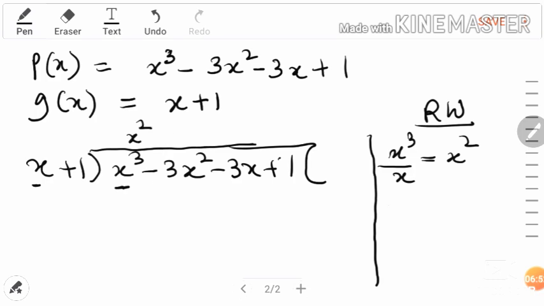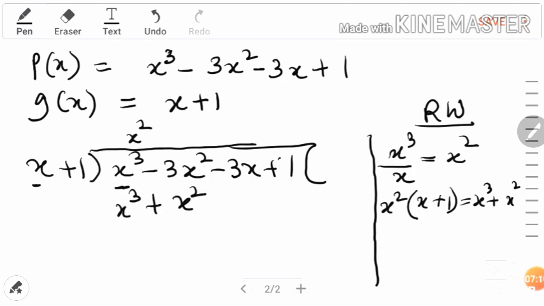Now we multiply x square with every term of the divisor. So we get x cube plus x square, writing like terms under the like terms. Now we have to subtract, so we change the sign. X cube minus x cube becomes 0.